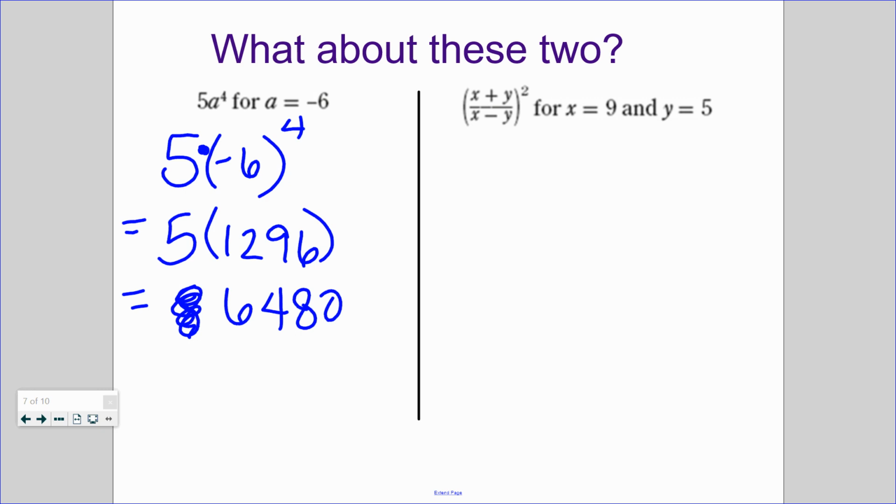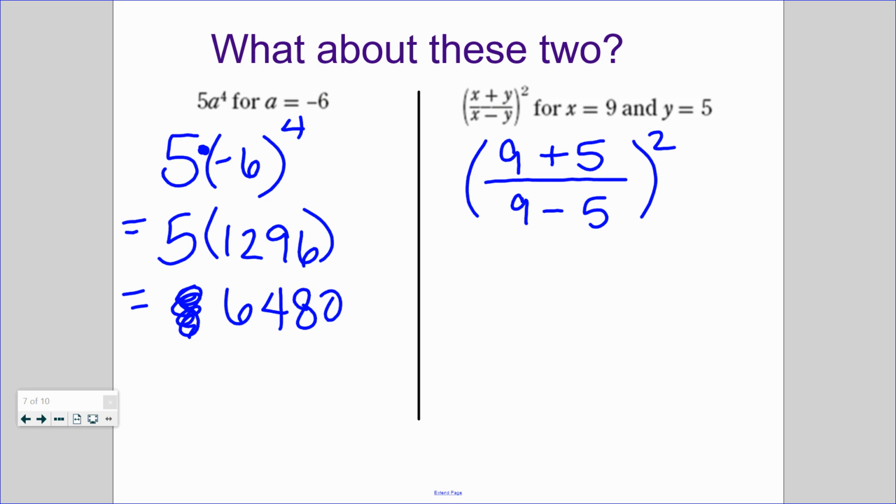X plus y over x minus y squared. And we're evaluating for x is 9 and y is 5. X plus y over x minus y, and the whole fraction is squared. So first thing I'm going to do is I'm going to go ahead and do my substitution. And I don't have any negatives here, so I'm not going to be too worried about putting these numbers in parentheses. I have on the top x plus y, so 9 plus 5. On the bottom, x minus y, 9 minus 5. And the whole thing is squared.